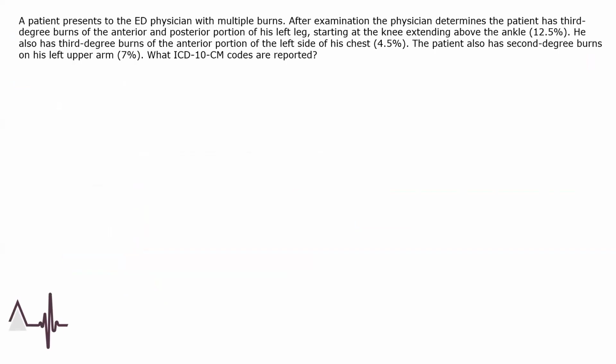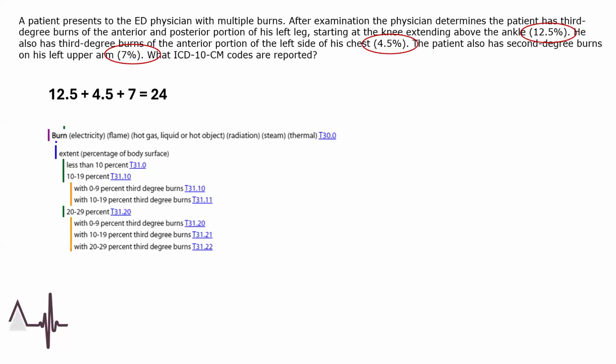Let's review the question one more time to determine our last code. The physician determines the patient has third-degree burns of the left leg totaling 12.5%, third-degree burns of the chest totaling 4.5%, and second-degree burns of the left upper arm totaling 7%, which totals 24% of the total body surface area is burned. To report the extent of the total body surface area burned, we look in the alphabetic index for burn extent, and in this case, it's 20 to 29%.